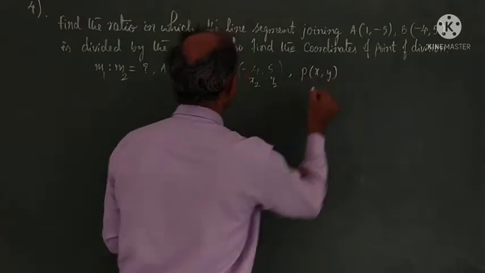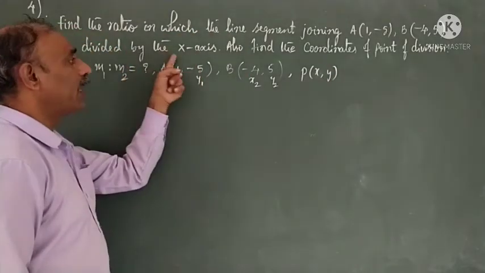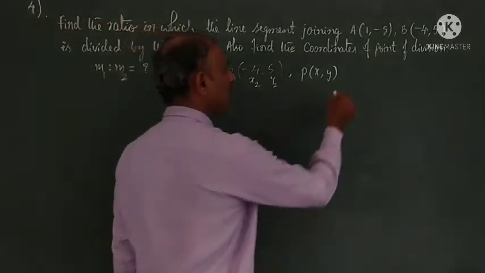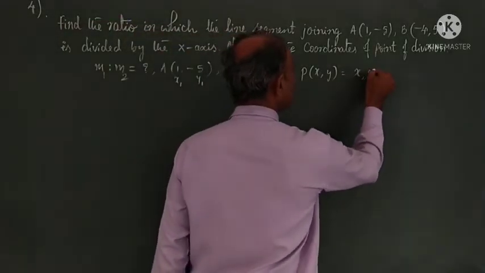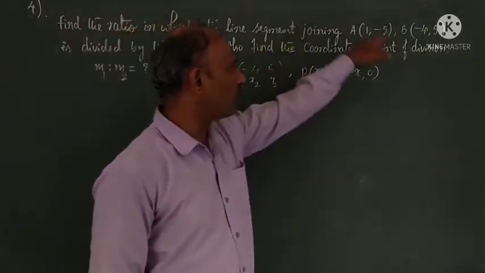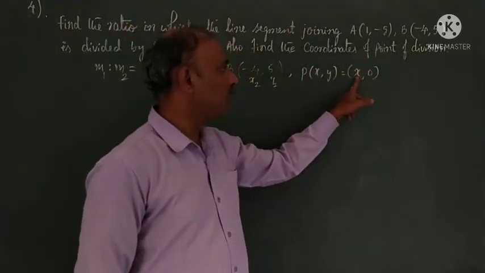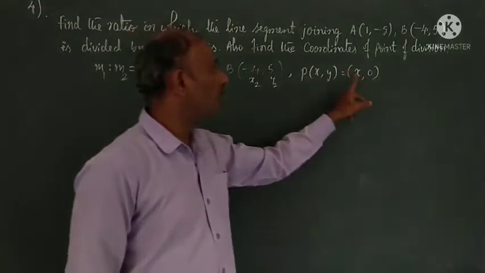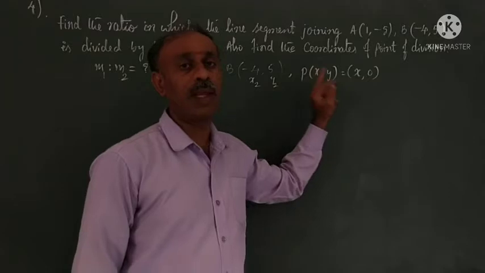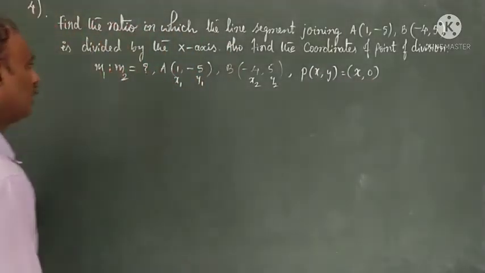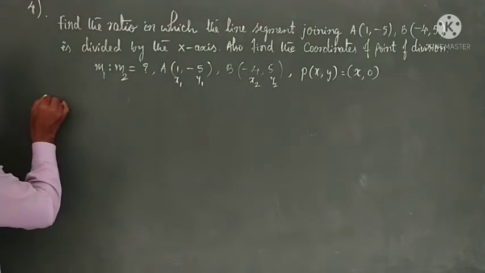P of xy is divided by the x-axis. So for the x-axis, the general point is (x, 0). This you have to recall. Afterwards you need to find the coordinates of the point of division, which means you need to find m1 is to m2. Afterwards you also need to find the x value where the point divides the x-axis. Right. So once again, straight away go into the formula.